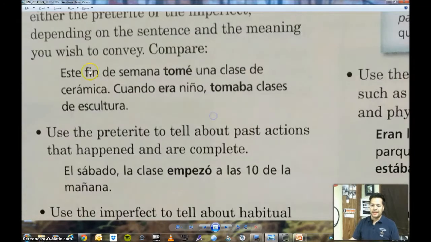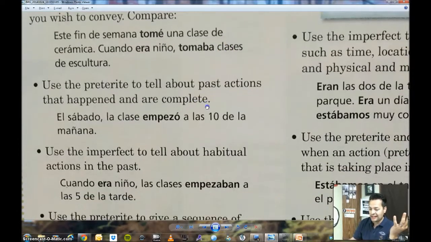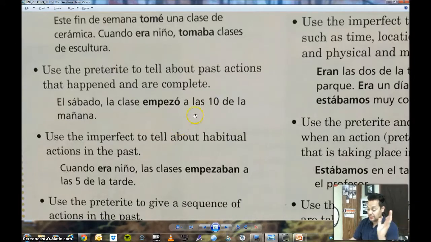Let's see here. There it is. Este fin de semana tomé una clase de cerámica. Cuando era niño, tomaba clases de escultura. So this past weekend, I took a ceramics class. When I was a kid, I used to take sculpture classes. So look at our verbs that are in bold. Tomé, preterite, era, imperfect, tomaba, imperfect. All right? So again, it all depends on what exactly you want to convey in Español.